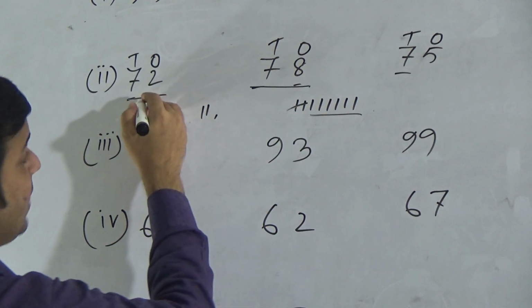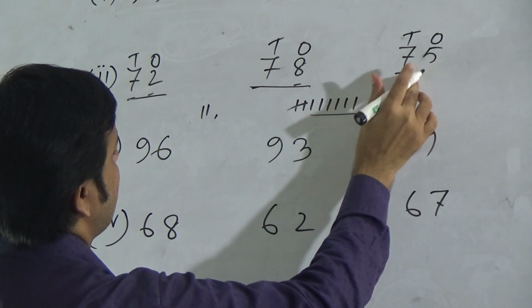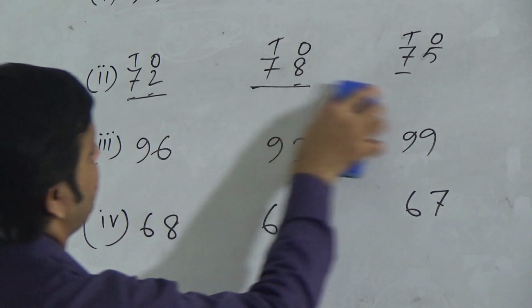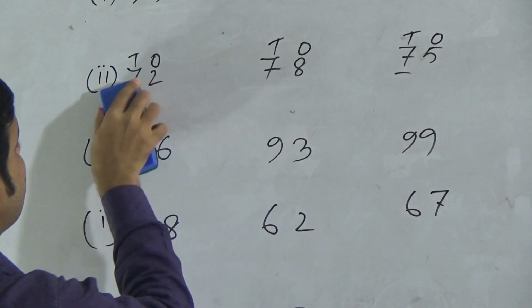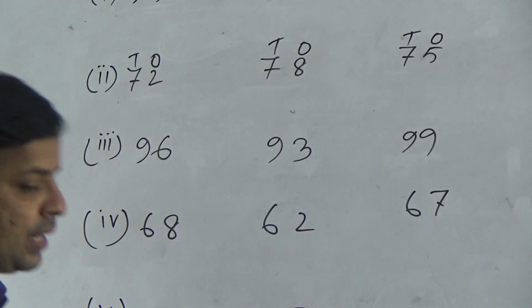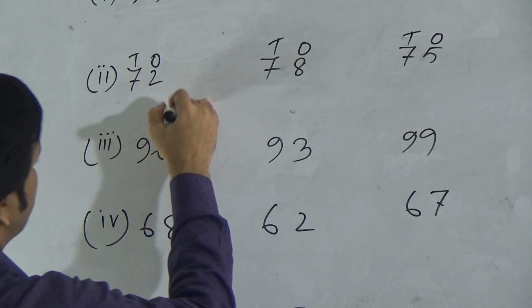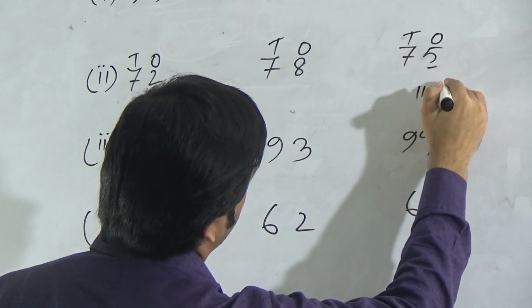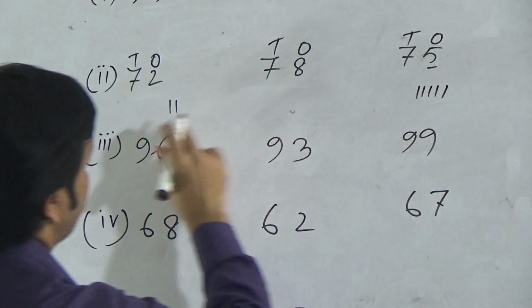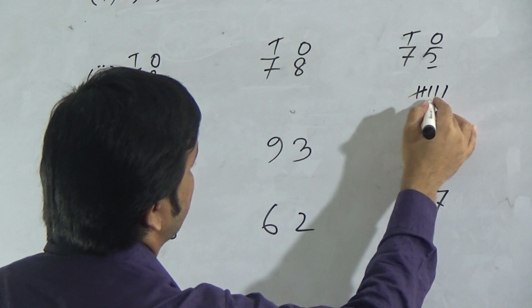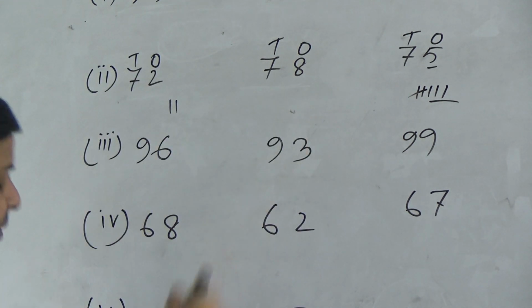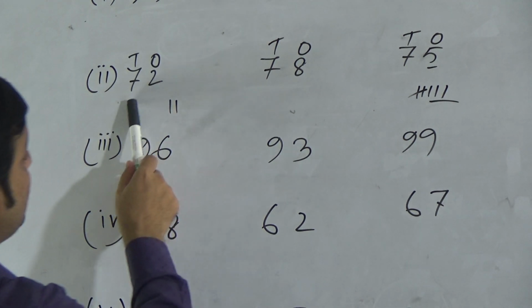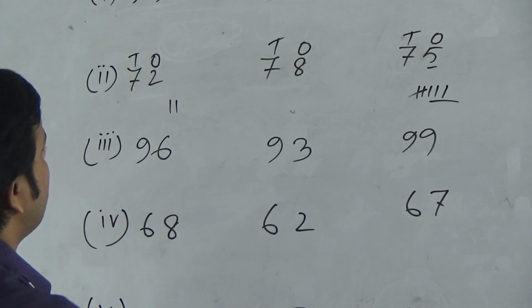Now we have to compare this 72 with 75. Here the tens place is also the same. So we have to compare only the ones place. Here the ones place is 2, 2 means 2 sticks. And here the ones place is 5, so 5 sticks here. 1, 2, 3, 4, 5. So if we compare, we can cut this 2 from this 5. Here 3 are left. As 3 are left, 5 is larger. 2 is smaller. So we can say 72 is the smallest number. So we can circle 72.